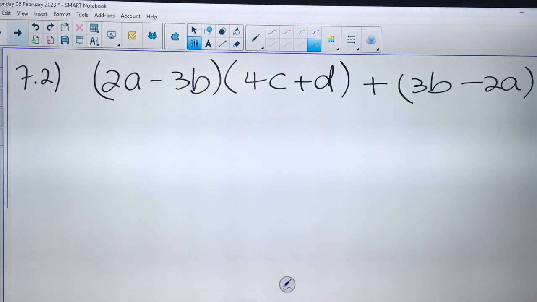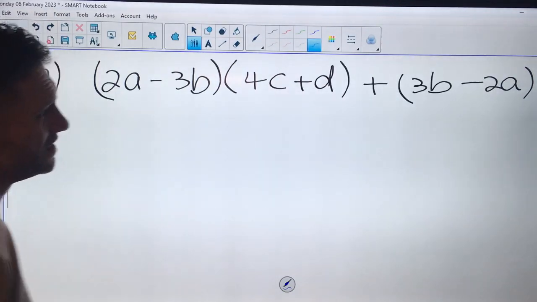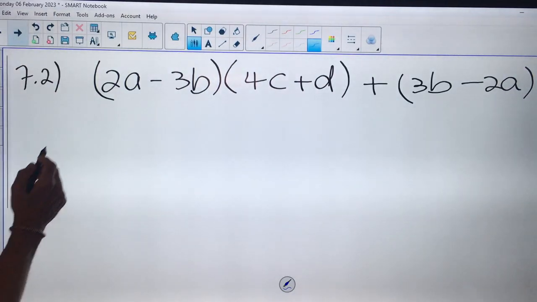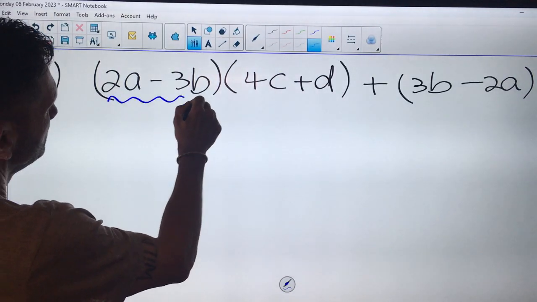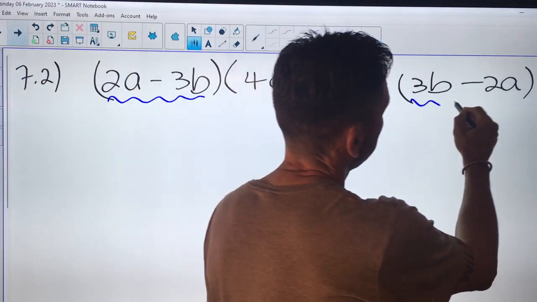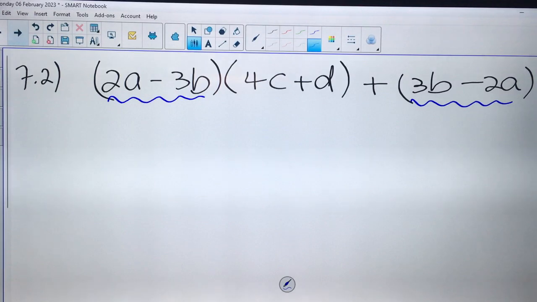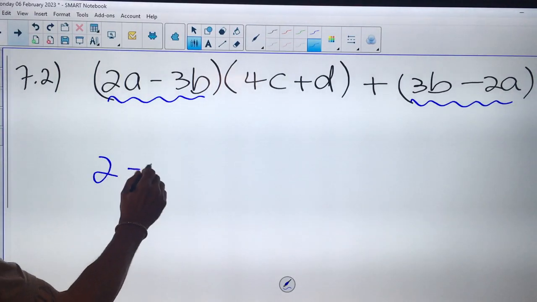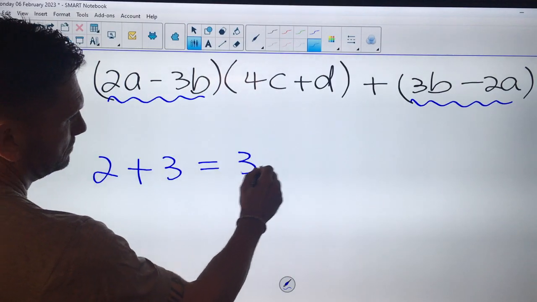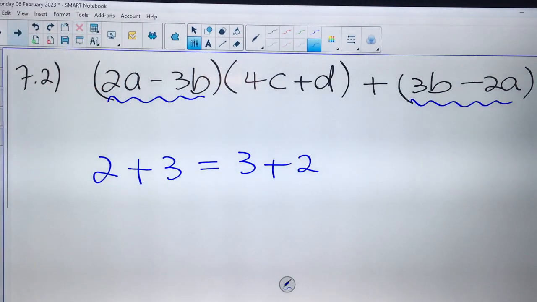Okay, this one is confusing because of the many brackets and you're not sure exactly where to start. So if I look at this bracket and this bracket, are they the same? No, sir. They're close. Is that true? Yes. Is that true? Yes, sir. It is.